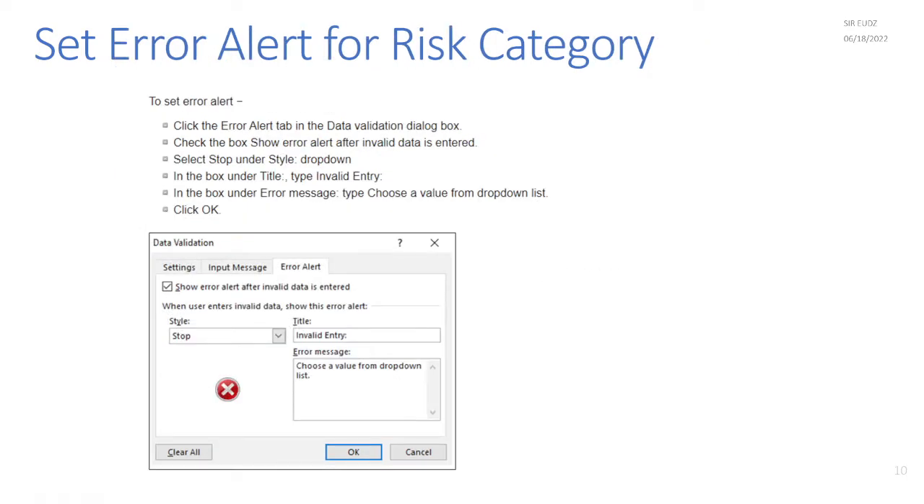To set the error alert for the risk category, click on the Error Alert tab in the data validation dialog box. Check the box Show error alert after invalid data is entered. Select Stop under the Style drop down. If you select Stop, this will be the icon used in displaying the error message. In the box under Title, type Invalid Entry, and in the box under Error message, type: Choose a value from the drop down list. Then click OK.